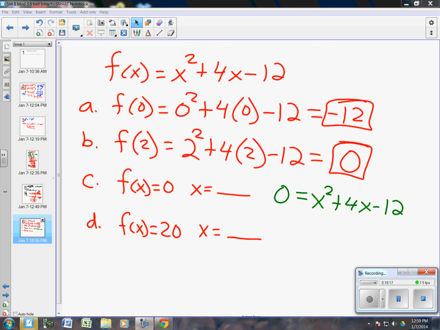Okay? So we are going to plug these in. We got to know what A, B, and C are. What's A? 1. Good. What's B? And what's C? Negative 12. So we're going to plug these in the formula right now. We're going to go, okay, the quadratic formula. I'm going to move this up.